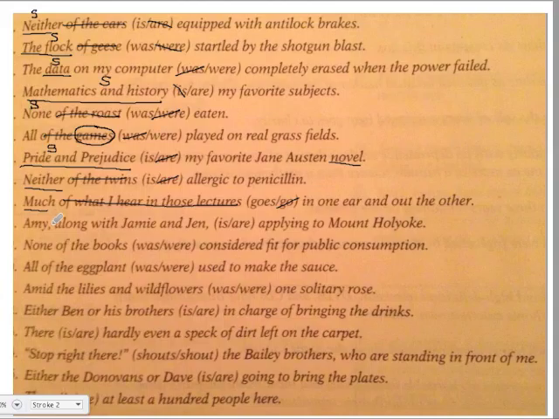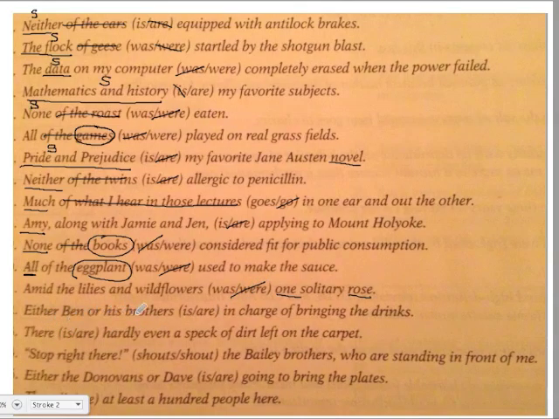Amy, along with Jamie and Jen. So Amy is the subject. Is the verb. None of the books, so we will pick were. All of the eggplant was used to make the sauce. Amid the lilies and wildflowers was one solitary rose, so it's was.